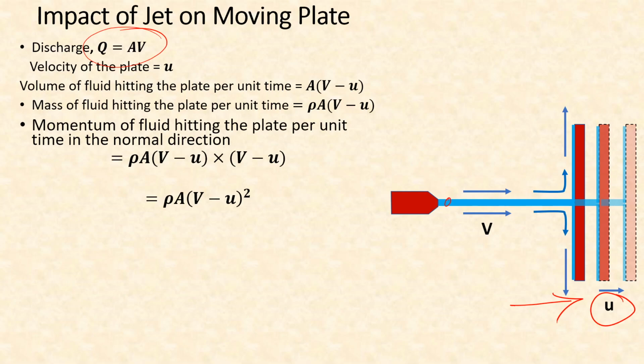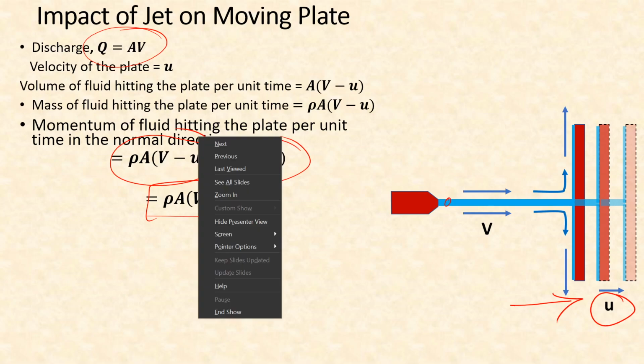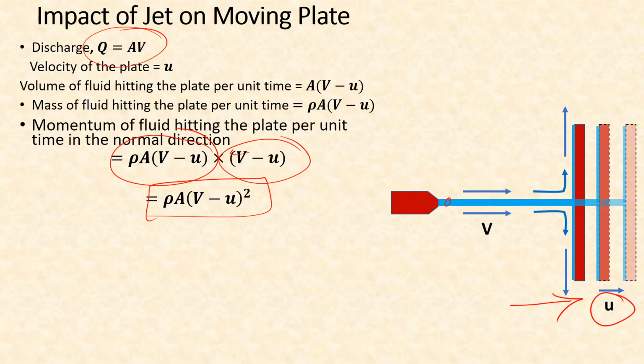therefore momentum of fluid hitting the plate per unit time is that mass per unit time multiplied by the relative velocity v minus u, and therefore rho A (v minus u) squared. So this is the momentum of fluid hitting the plate per unit time. Also, the direction has to be mentioned here, which is in the normal direction.